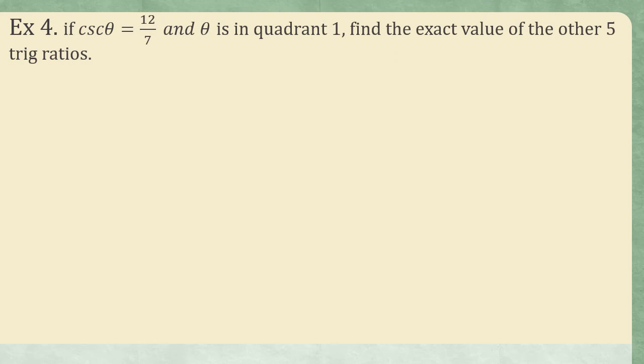Number 4, if cosecant theta equals 12 over 7 and theta is in quadrant 1, find the exact value of the other 5 trig ratios. Okay. So we're back to doing CAST and bow tie Cartesian trig stuff. Draw an x and y axis. It tells you it's quadrant 1. That's right there.